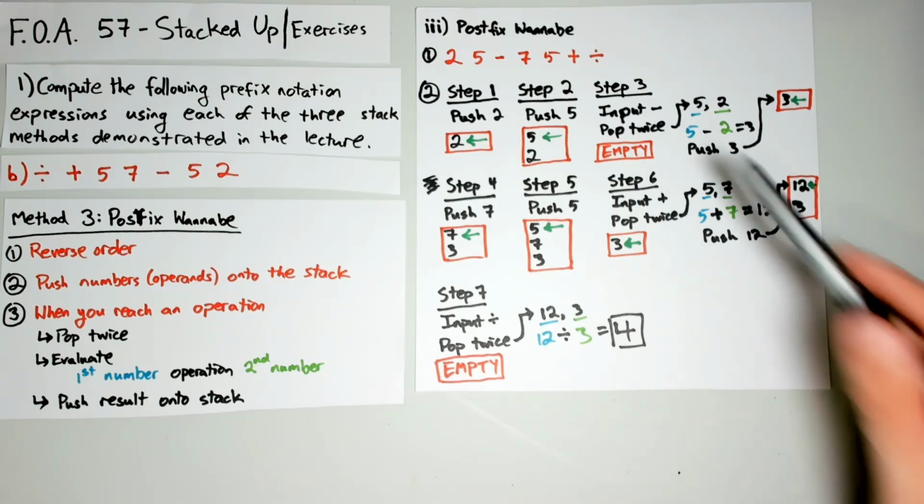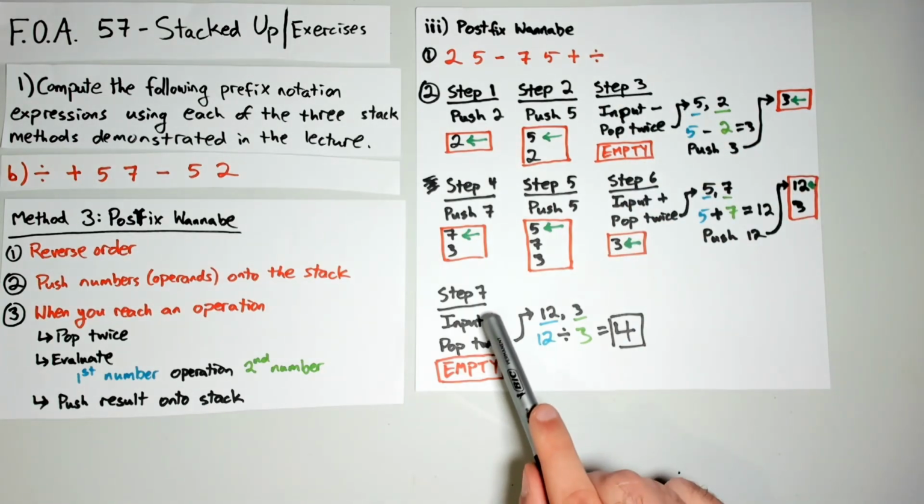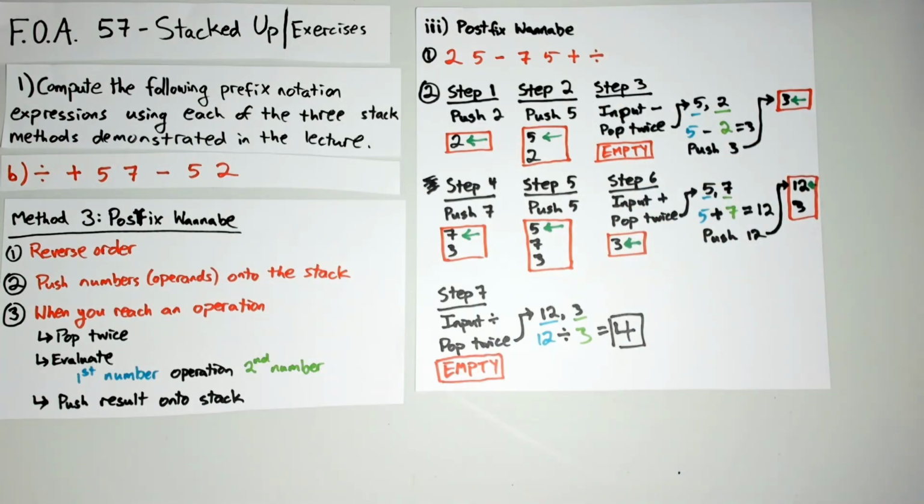And then we get to our last step here, which is division. So we're going to input our division sign. Division being an operation tells us to pop twice, which gives us the 12, then the 3. And then dividing in that order gives us 4, exactly what we got in the last 2 methods. So that's all for part B. Now we got to do part C, which I think is a little bit cooler.